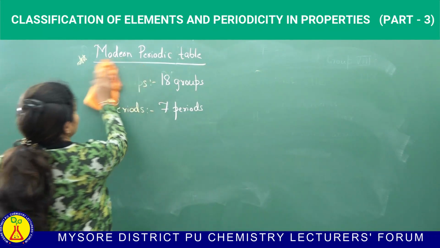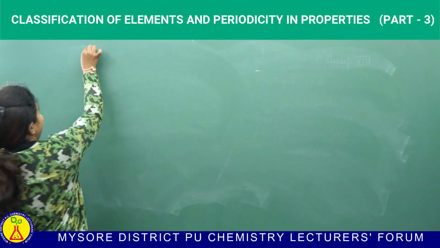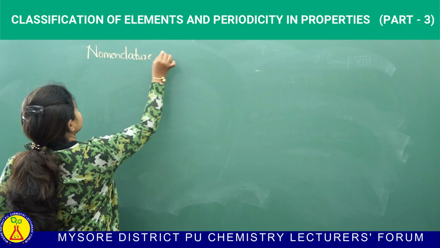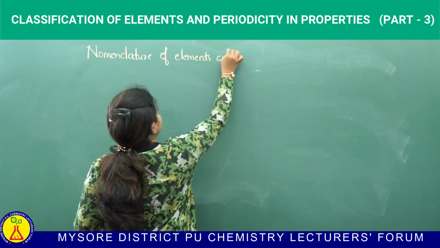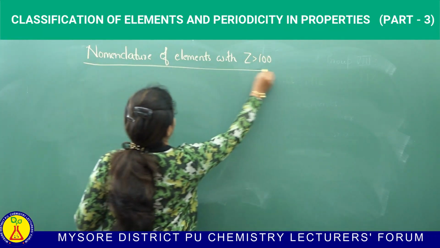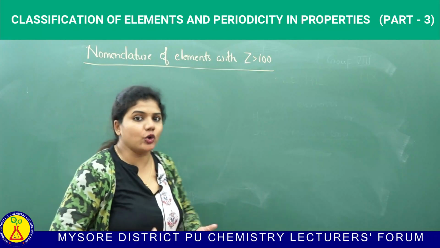On this note we have a special important piece of information, which is called the nomenclature of elements with atomic number greater than 100. Just take the heading now: nomenclature of the elements with atomic number greater than 100. I told you.